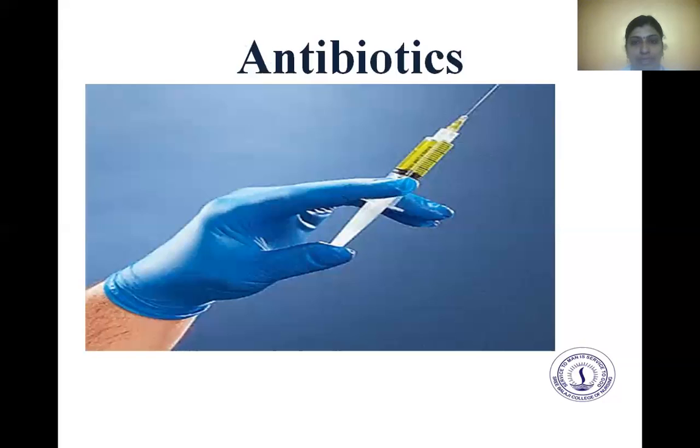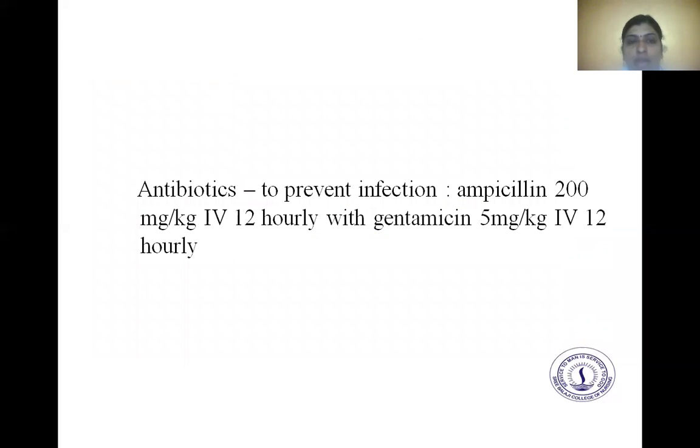Next is antibiotics. To prevent infection, usually ampicillin 200 mg per kg should be given IV 12th hourly, and also gentamicin 5 mg per kg IV 12th hourly can be given to respiratory distress syndrome babies.